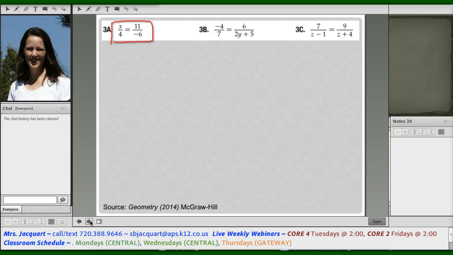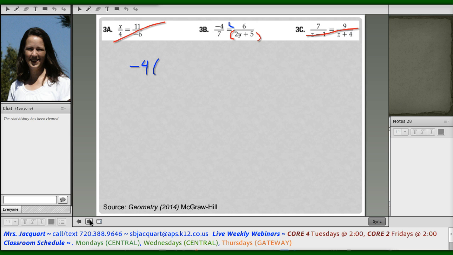Focus on the first one. We're going to cross multiply. Negative 6x equals 44. X equals negative 7.3 repeating. Let's work the next problem. Not that one, not that one. Insert those fabulous parentheses. And then cross multiply.